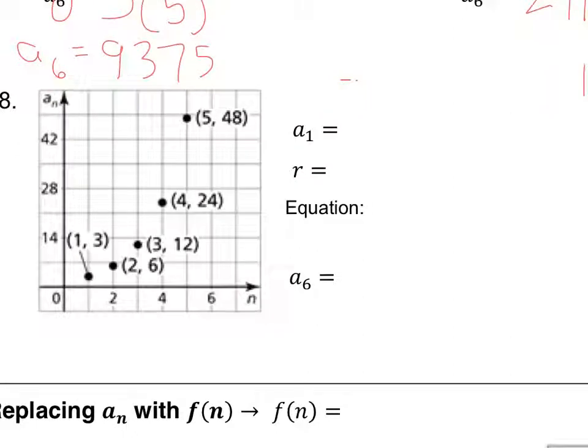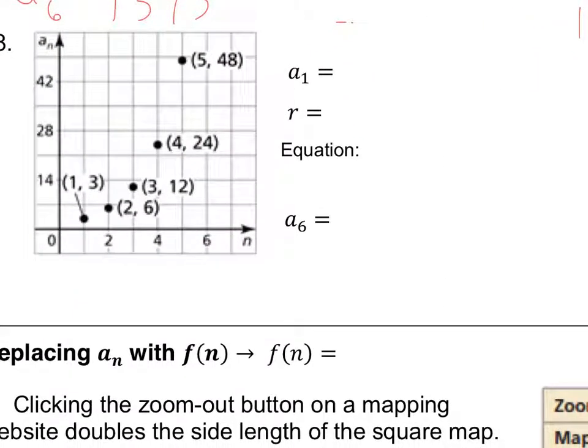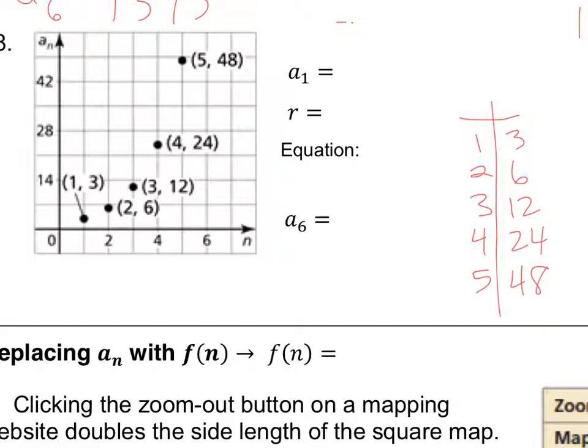Okay, so on number 8, they've actually given it to us as a graph. The problem with the graph is it's difficult to see patterns. So I always start by taking my graph and writing it as a table. So my points are (1, 3), (2, 6), (3, 12), (4, 24), and (5, 48).